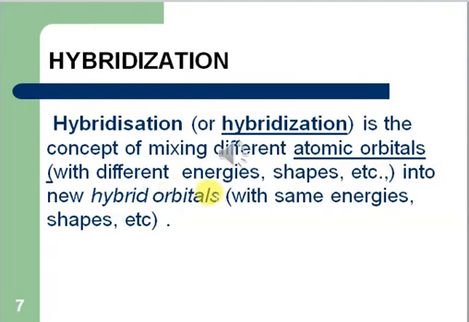What happens is that all of these new hybrid orbitals have the same energies, the same shapes, etc. So what we did was mix different atomic orbitals with different energies, different shapes, and different bond angles, and we get new hybrid orbitals. All of these new hybrid orbitals have the same energies, the same shape, etc. One thing is important: if we mix two atomic orbitals, we get two new hybrid orbitals. The number of hybrid orbitals obtained after mixing will be the same as the number of atomic orbitals mixed.